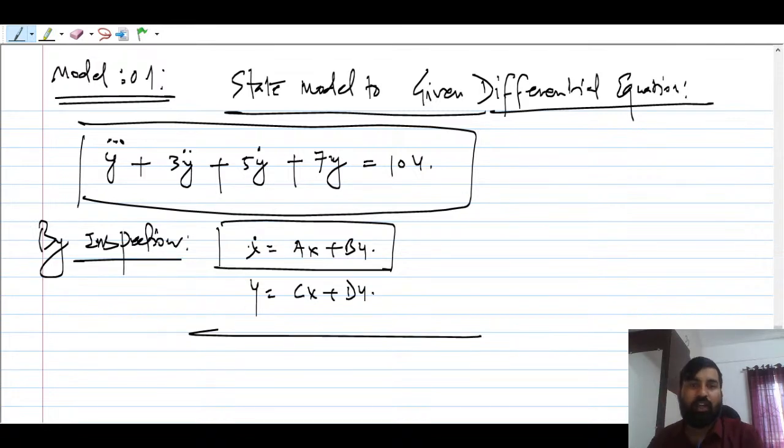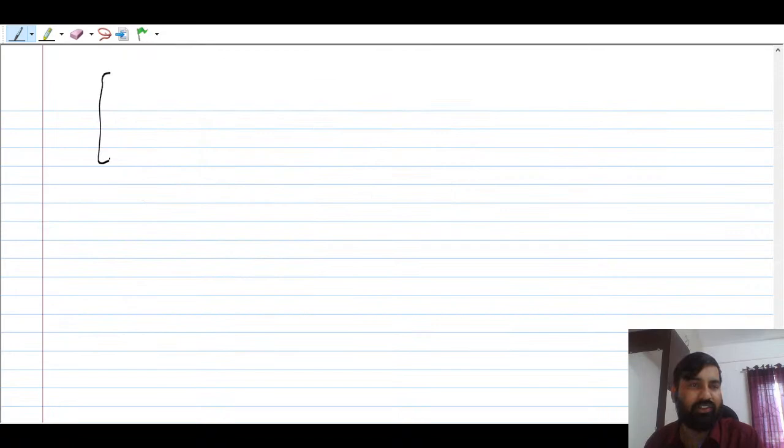Now, you see here, guys, what is the order of the differential equation? The order of the differential equation is 3. It means the number of states is going to be 3. If the order of the differential equation is 3, there will be 3 state variables, the components are going to be 3. So you can say x1 dot, x2 dot, x3 dot.